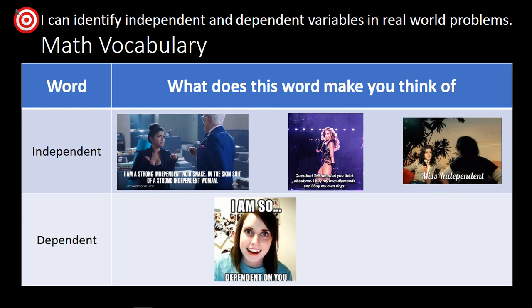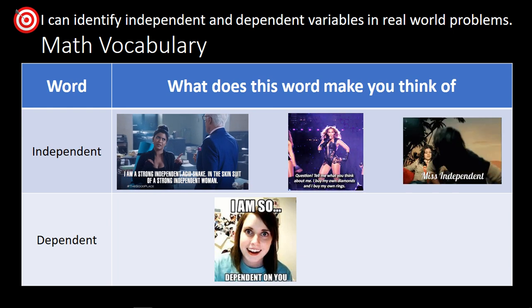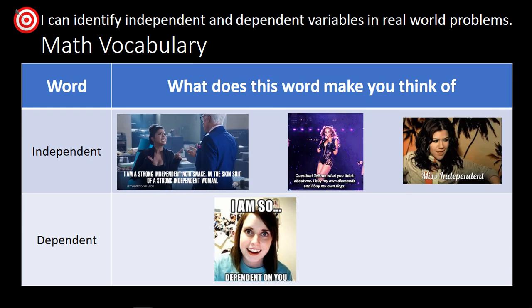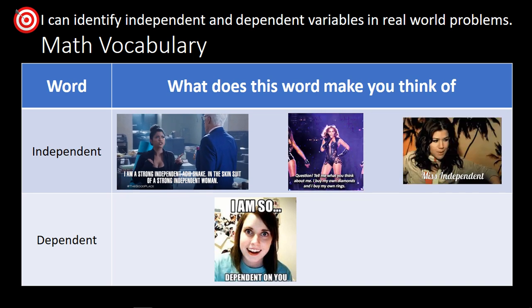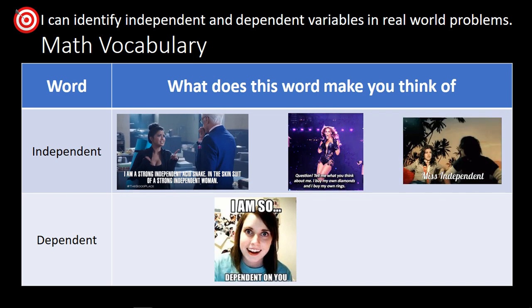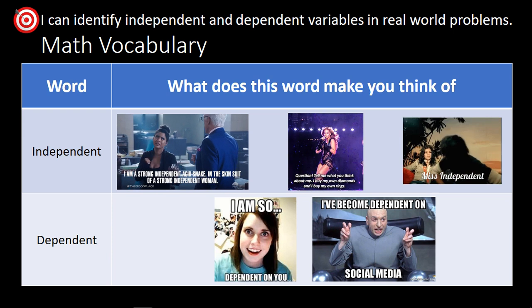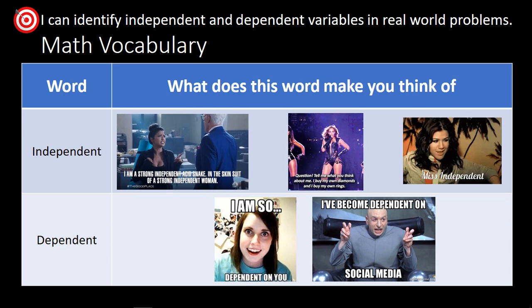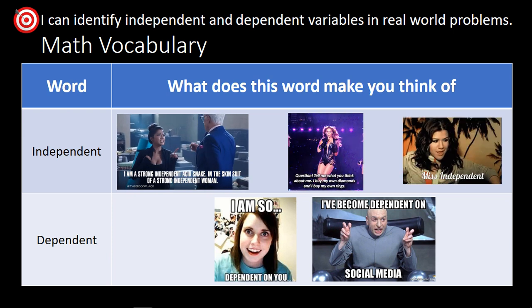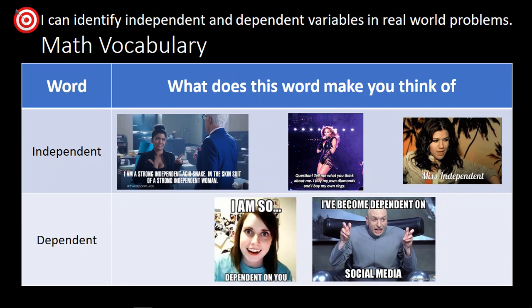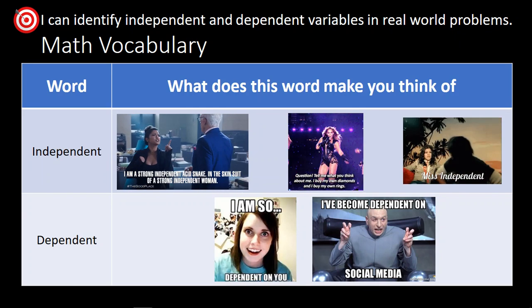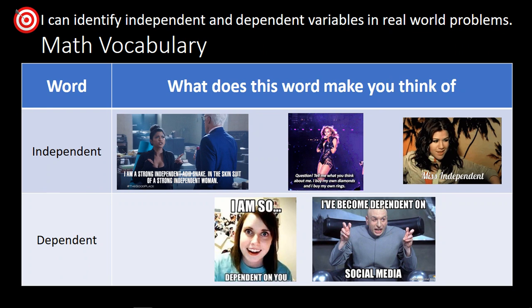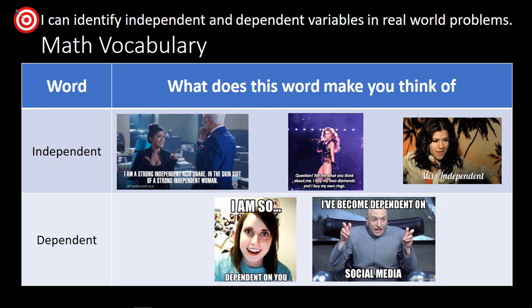And then when I thought about dependent, I thought about the over-attached girlfriend meme that I think some of you have seen before. So I was laughing at that. And then I've become dependent on social media, which I think a lot of us could probably joke around and say, but we're trying to become independent from social media, especially in these times. But I thought those were kind of fun.